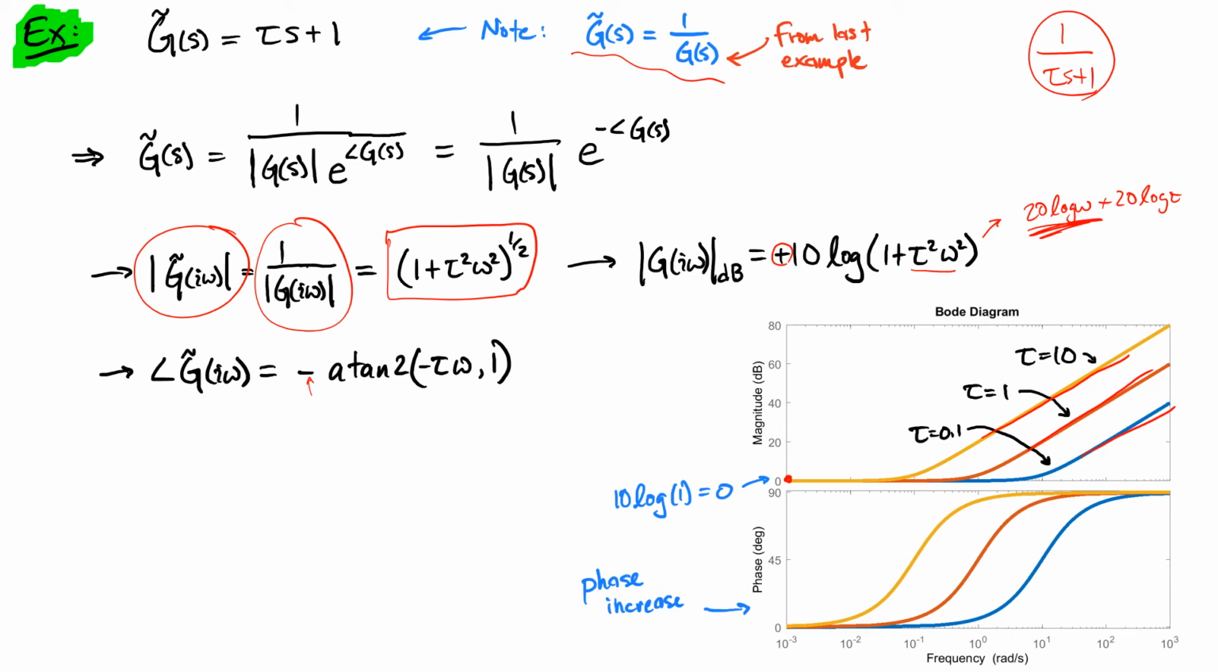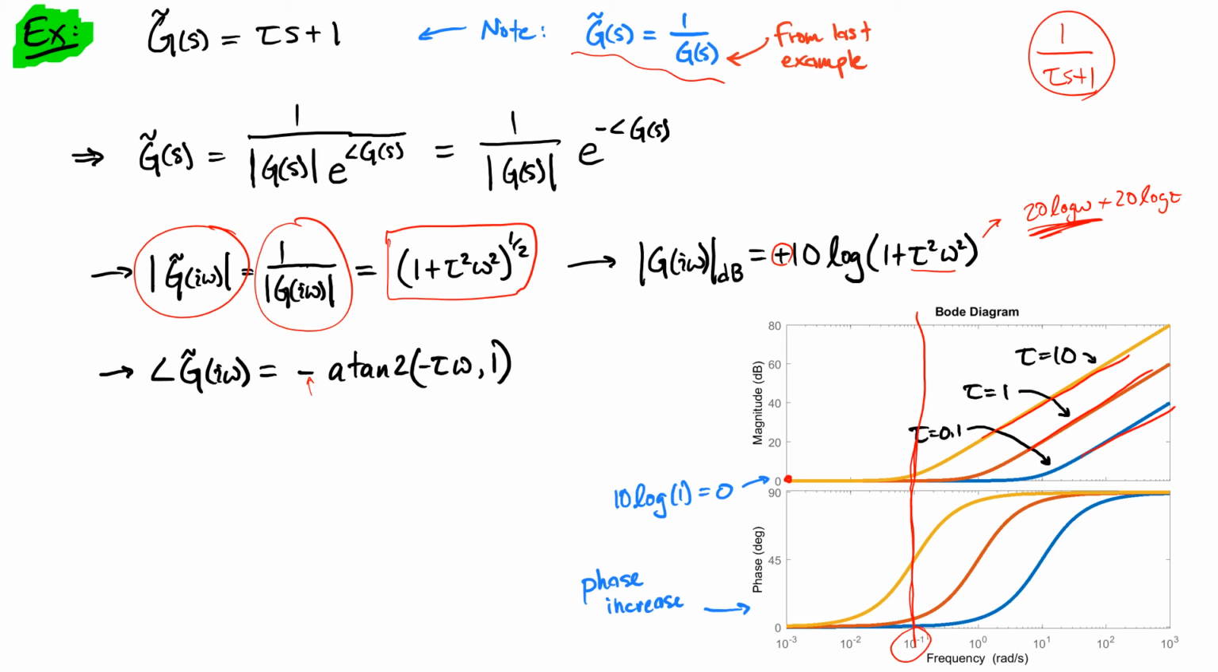And again, just like before, the transition happens at 1 over tau, where omega is about 1 over tau. And so that's why right here, this is the transition point for tau equal to 10, right where the frequency is 0.1.